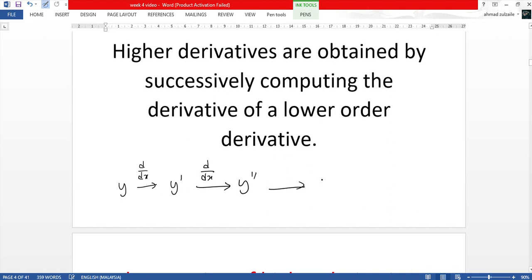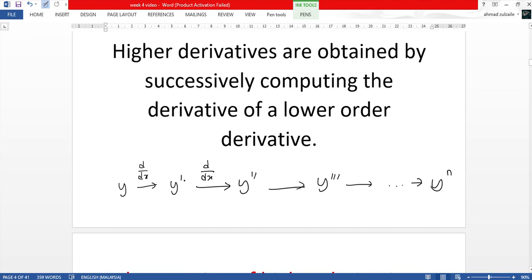And differentiate y prime, become y triple prime. And this one is an unstoppable process. You will obtain up to y with power of n. So therefore, the definition of the higher derivative is successively computing the derivative of a lower order derivative, meaning you differentiate from the lowest prime to the highest prime.